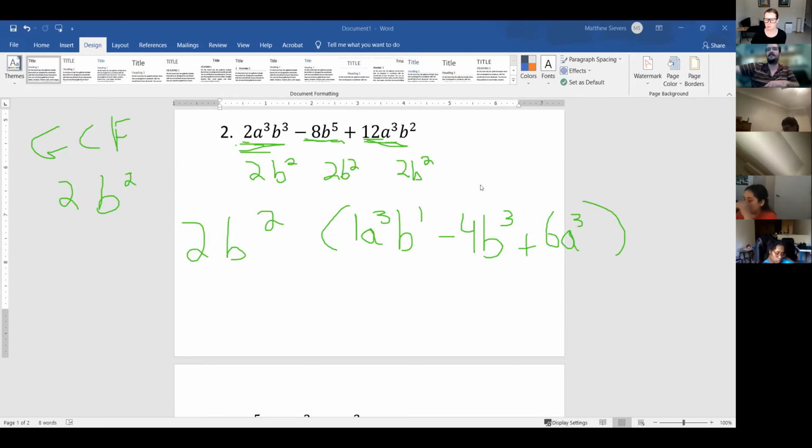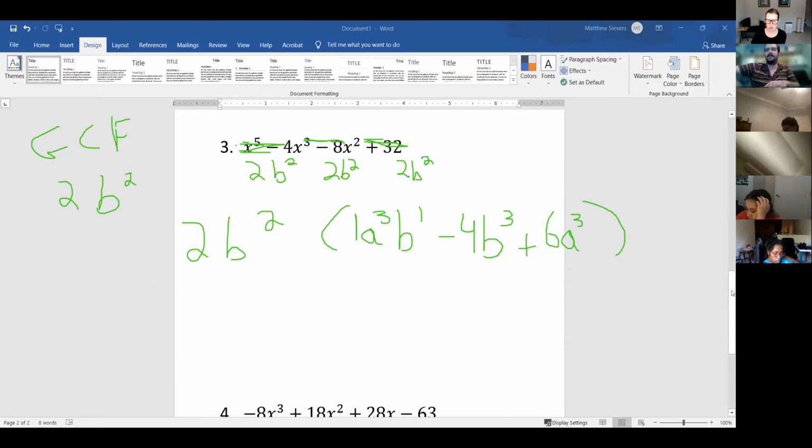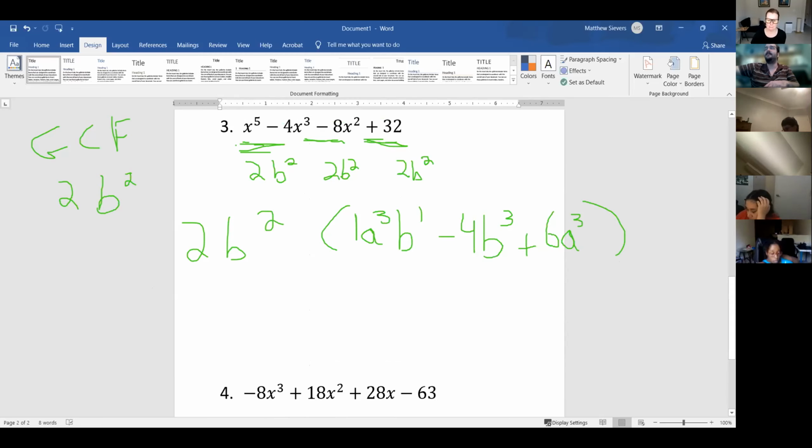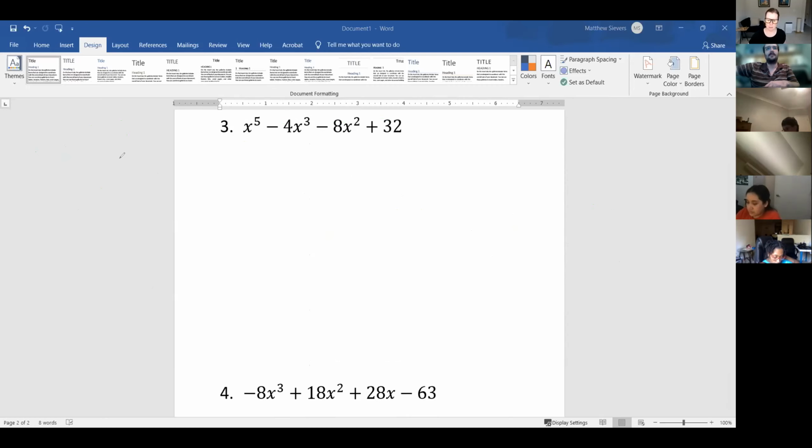Let me exit out of this so I can scroll down. 3 and 4 right here. Now we have 4 terms. Look at my annotations. We got 4 terms: x to the 5th minus 4x to the 3rd minus 8x squared plus 32. And then the other one is a minus 8x to the 3rd plus 18x squared plus 28x minus 63. So I want to give y'all a few minutes to go do these on your own.